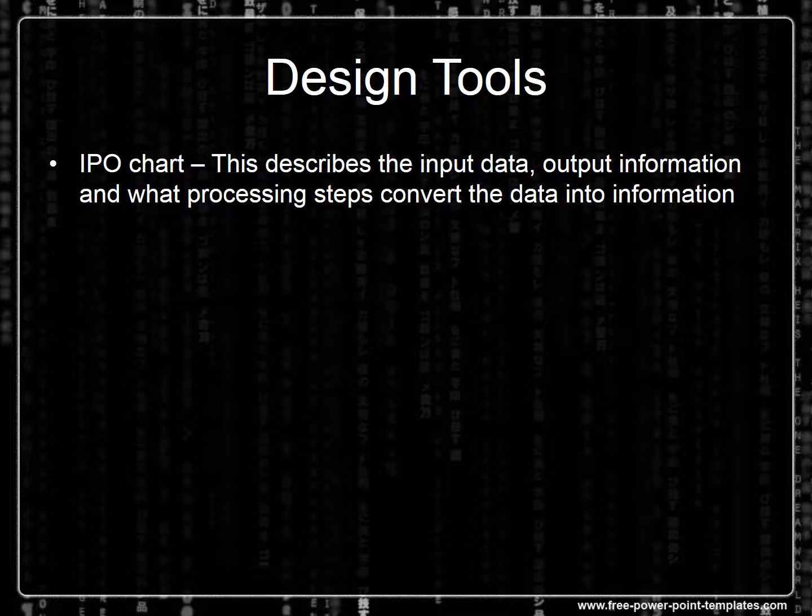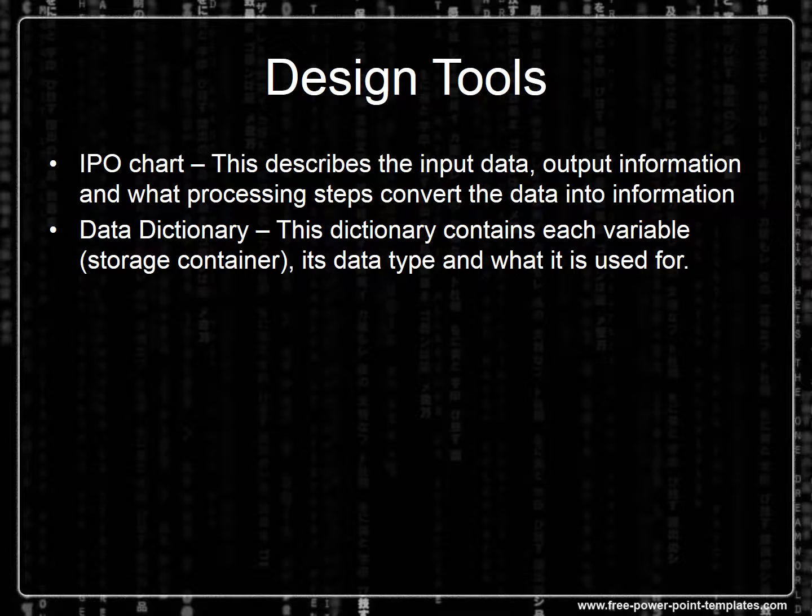And these are in a 3-column chart that goes from input, then processing, then output. Obviously the name IPO. Data dictionary. This contains the definition for each variable used in the program. Remember, we talked about variables as being storage containers, and also its data type and what it is used for in the program. It is important also to remember that the naming of your variables is really important to indicate the data that it contains.